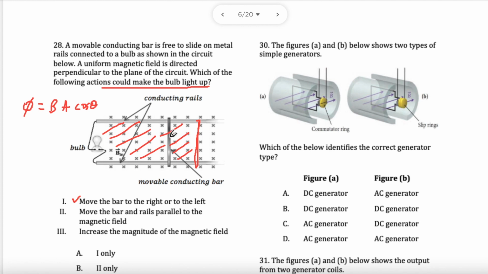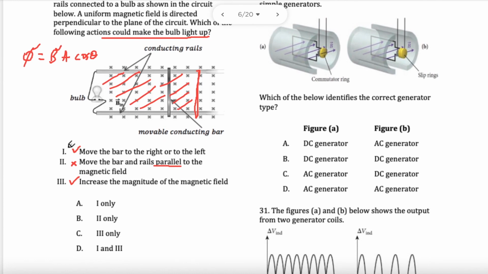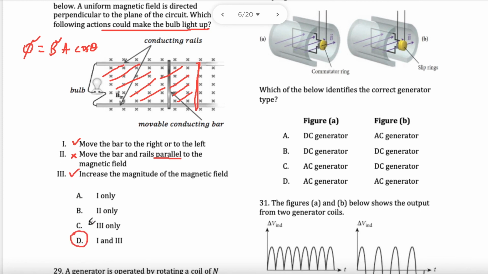If I move it parallel, so that means like in or out, that means the field is constant. All of the lines are going in. All of the lines will be facing in that same axis. So moving it parallel, that means I will make no change at all. It will be a constant field that's moving through. So that will not help. If I increase the magnitude of the field, yes, I will induce a flux. I will induce an EMF based on that. So 1 and 3 are good for this question.